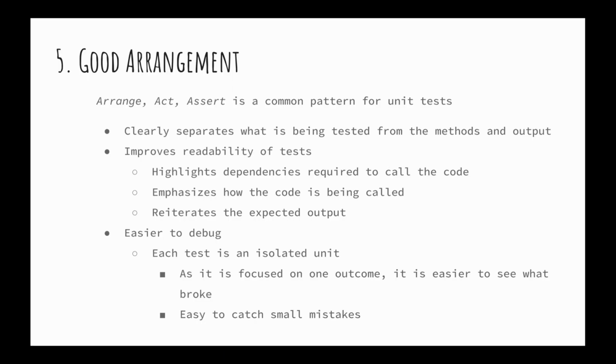Another best practice you want to keep in mind is to have a good arrangement. A common pattern that developers use for unit tests is arrange, act, and assert. It clearly separates what is being tested from methods and the output. It improves readability of the test as well. It highlights dependencies required to call the code, emphasizes how the code is being called, and reiterates the expected output.